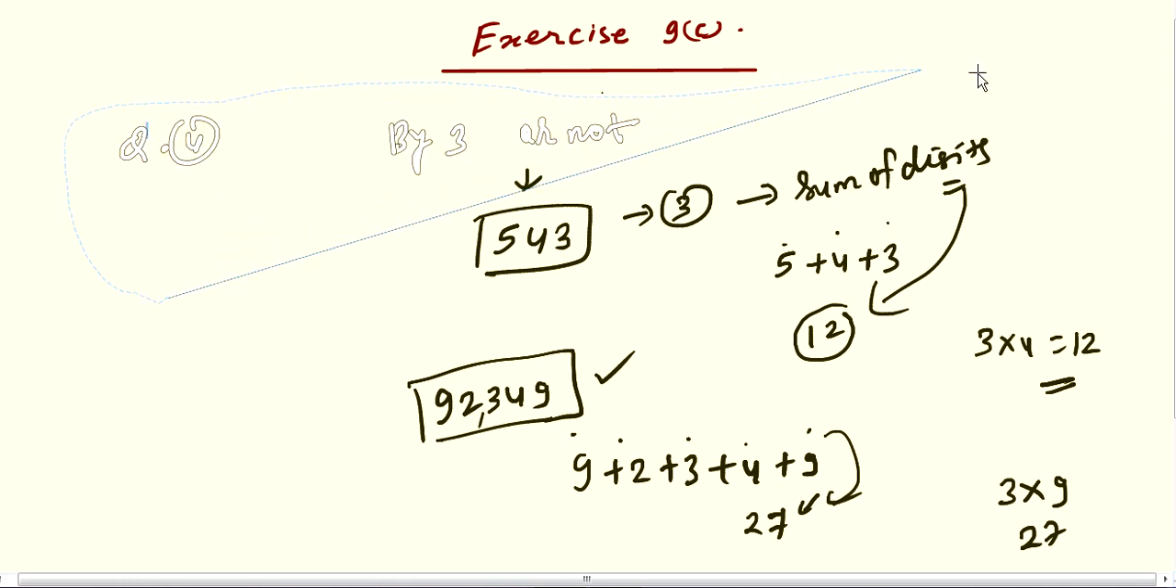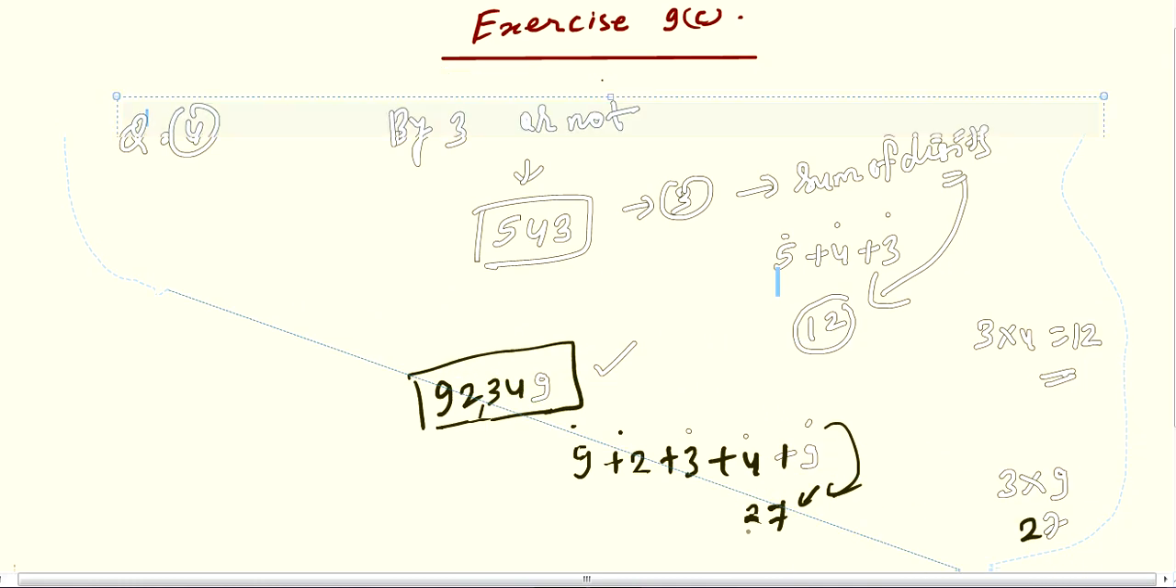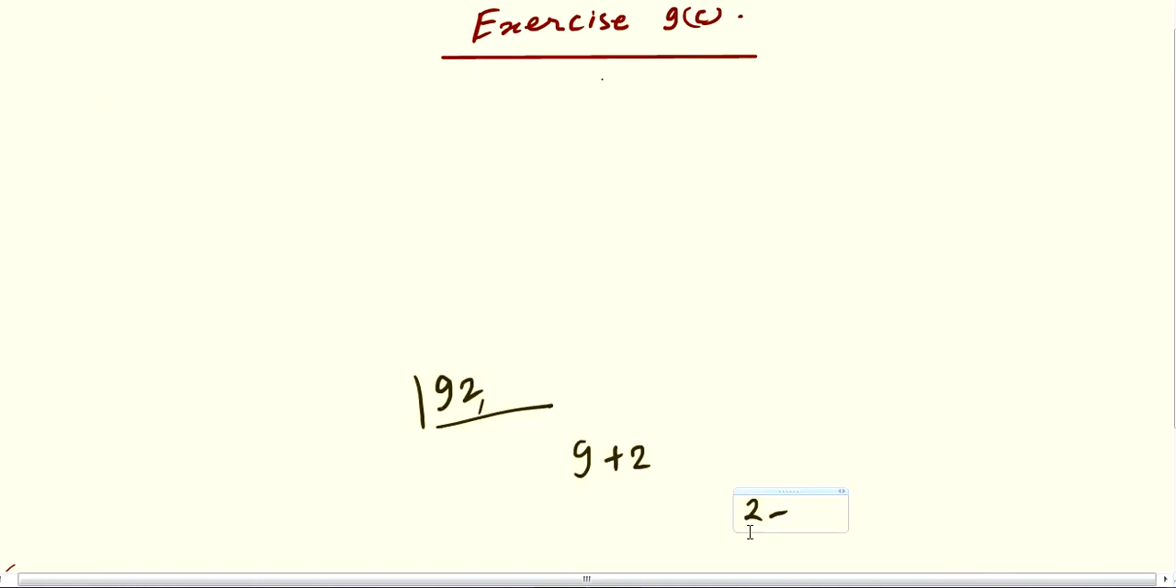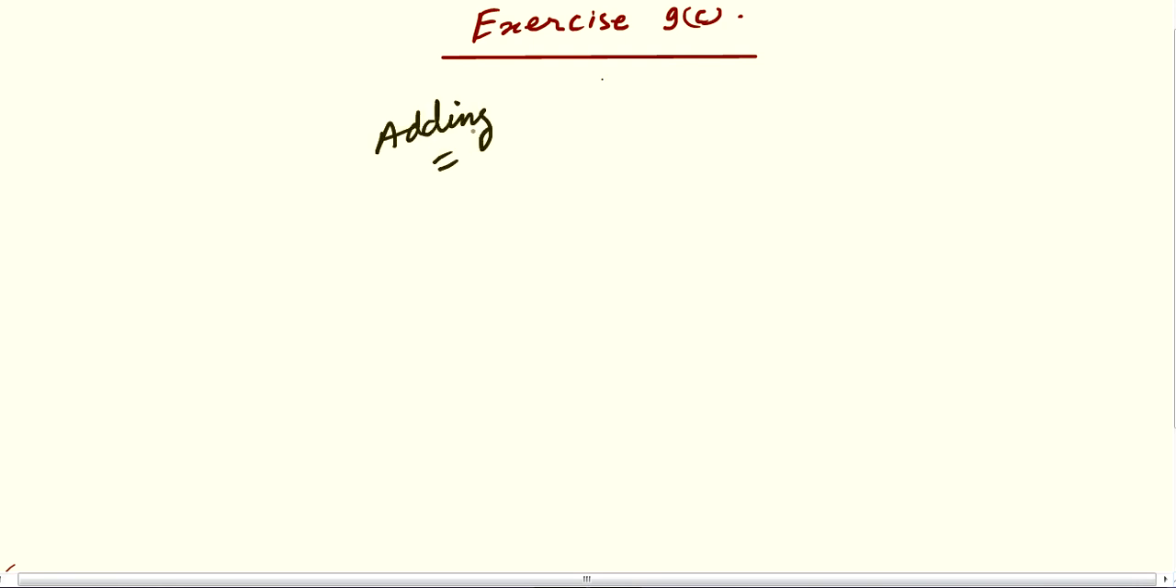Now question number 5 is about the divisibility rule by 9. The divisibility rule for 9 is the same as the divisibility rule for 3. In 3 we add the digits. Similarly, we have to do the same for question number 5 to check divisibility by 9.